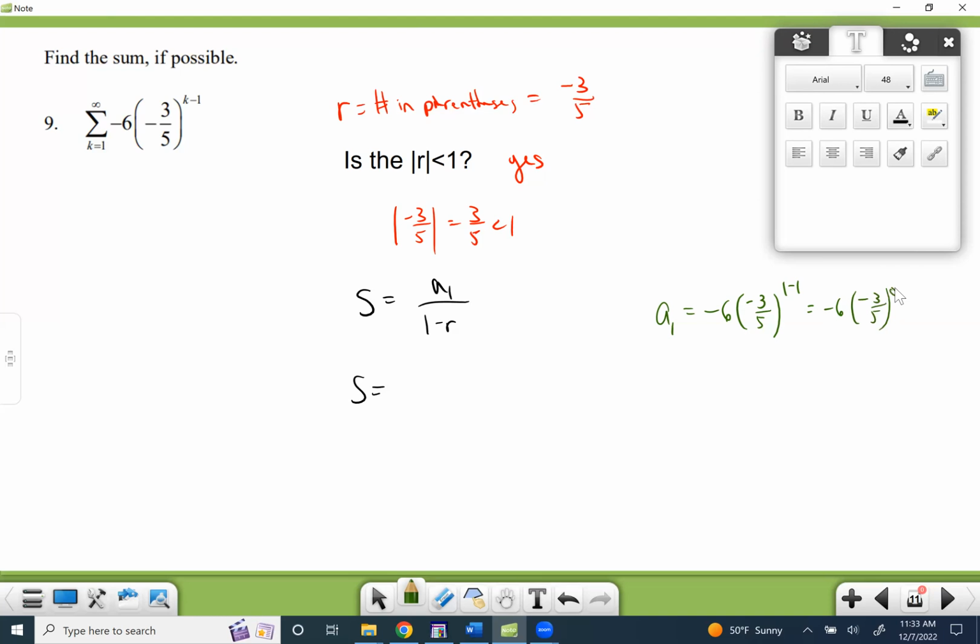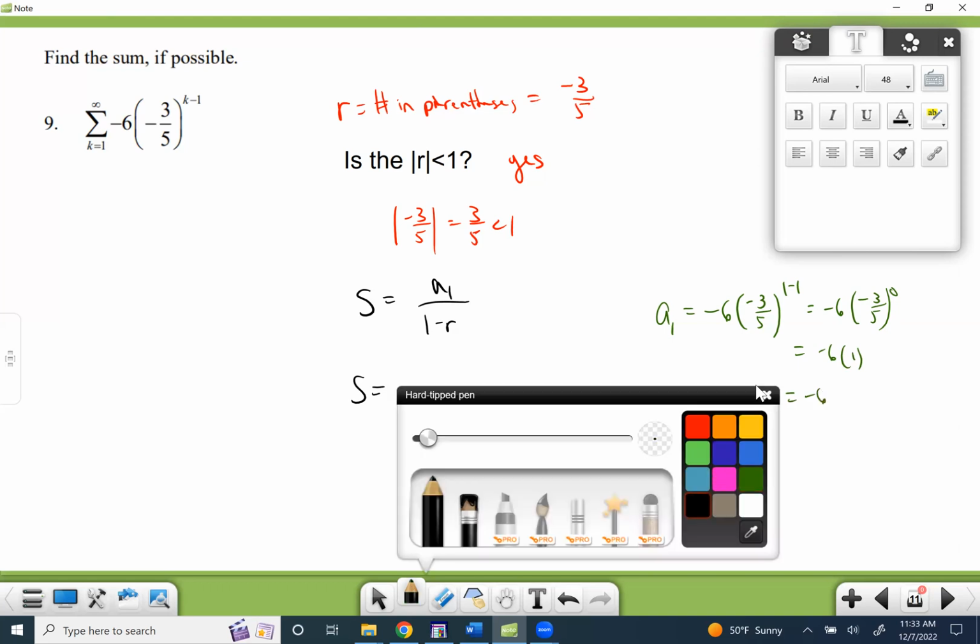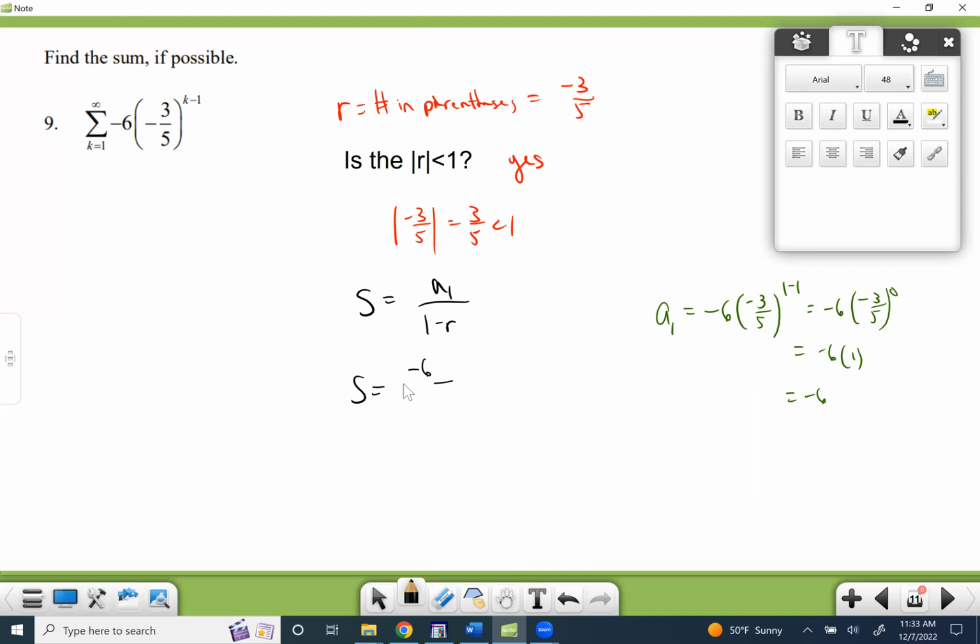So 1 minus 1 is 0. Anything to the 0 power is 1. So it looks like negative 6 is going to be our a sub 1. We already know the common ratio is negative 3/5. And I love this formula so much better than the last one. The last one's kind of a pain.